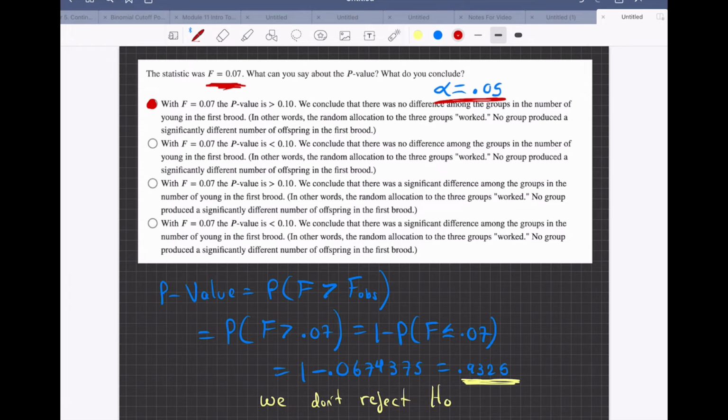With F equal to 0.07, the p-value is greater than 0.10. Notice how it doesn't say the exact value. We conclude that there was no difference among the groups. The means are the same in the number of young in the first brood. In other words, the random allocation to the three groups worked. No group produced a significantly different number of offspring in the first brood.